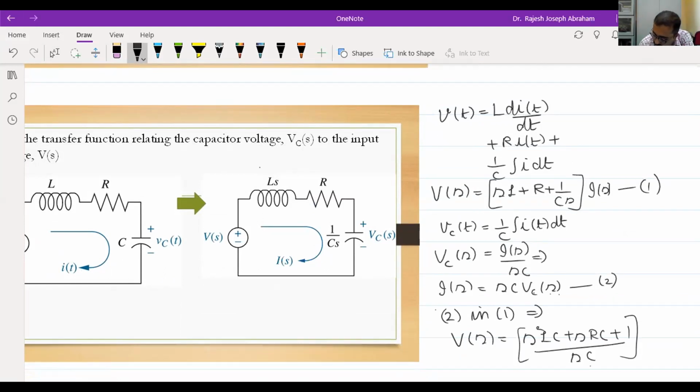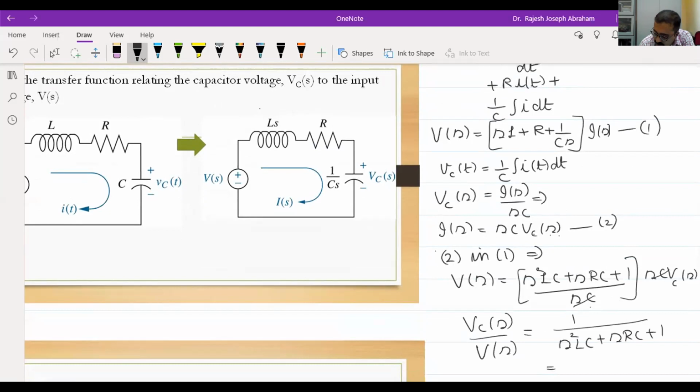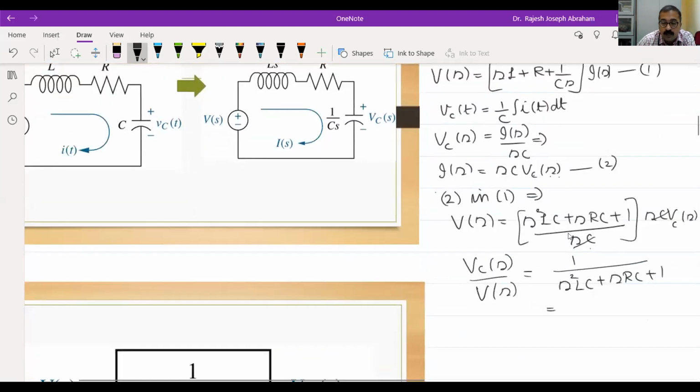Instead of I of S, I will substitute this thing, SC into VC of S. SC and SC get cancelled. So VC of S by V of S will be 1 divided by S square LC plus SRC plus 1. If you take LC common, you can make the denominator polynomial a monic one.